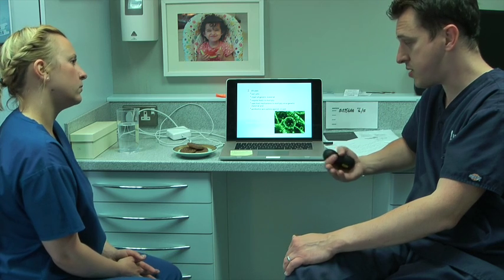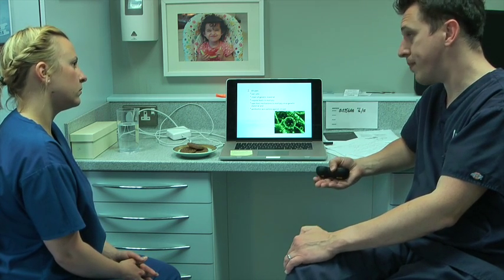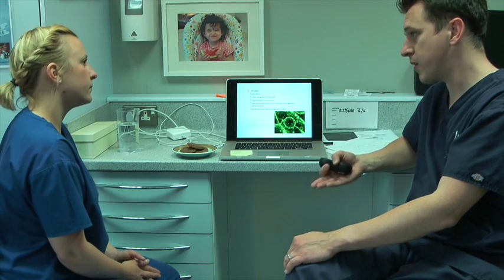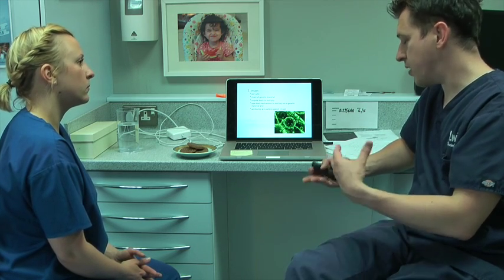So although the majority of the infections that we see, well, all the infections that we see in dentistry are usually bacterial-led, we can actually prescribe antibiotics to get rid of that, like infected teeth, pericoronitis, all this kind of stuff.